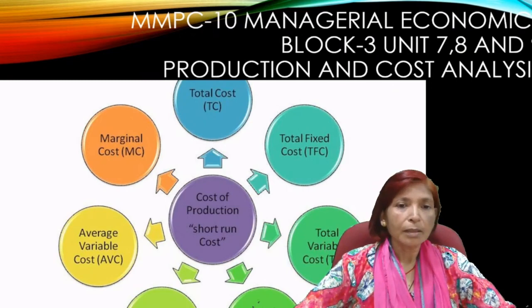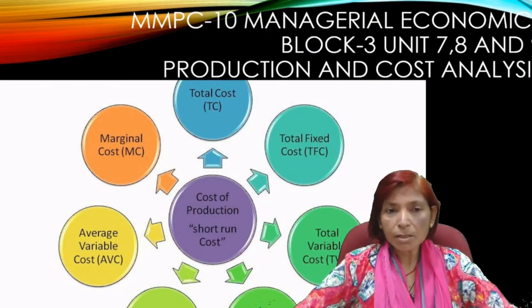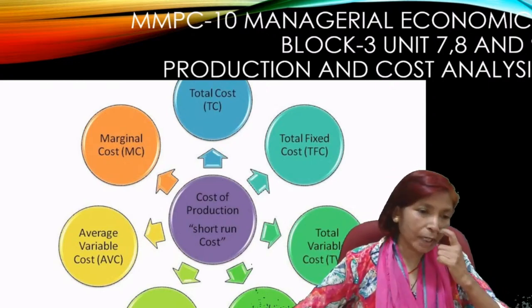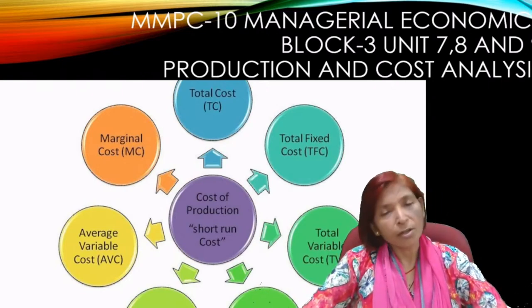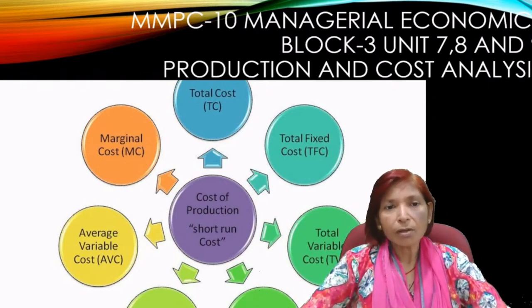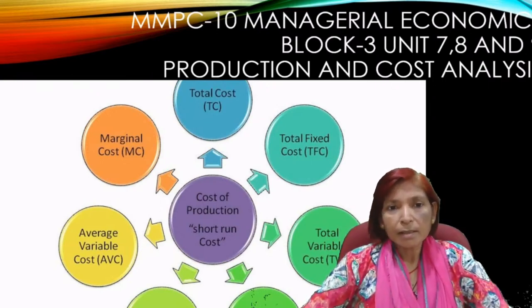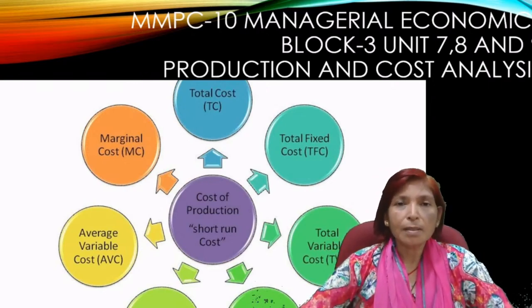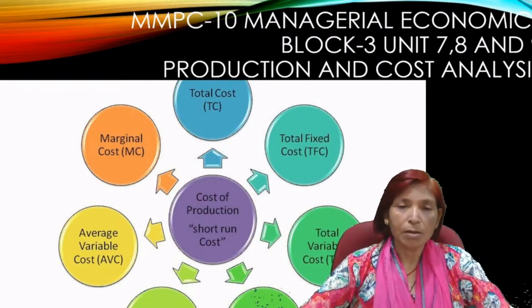In short run, there are so many costs like total cost, total fixed cost, total variable cost, marginal cost, and average variable cost, average fixed cost, and average cost. So these costs are called short run cost curves. Number one is total cost. Total cost is the sum total of fixed cost and variable cost.